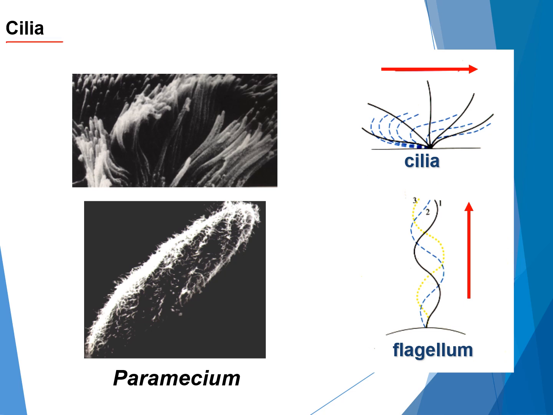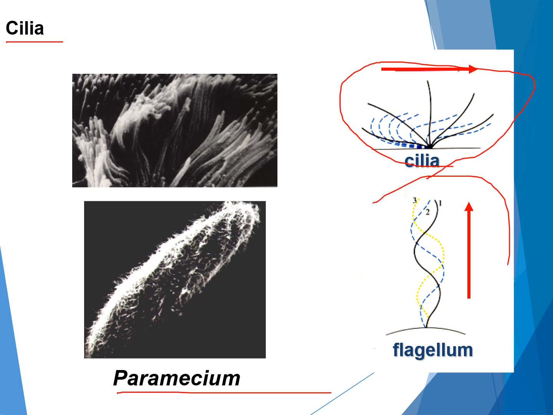Okay, let's have a look at the cilia. Okay, cilia on a paramecium. How it moves? Okay, I just want to show you how it moves because motor protein and also microtubule is an important component for the cytoskeleton, and it helps the motility of a cell.